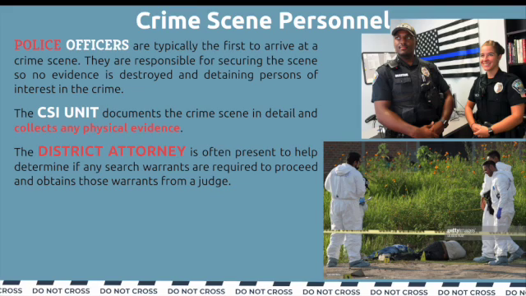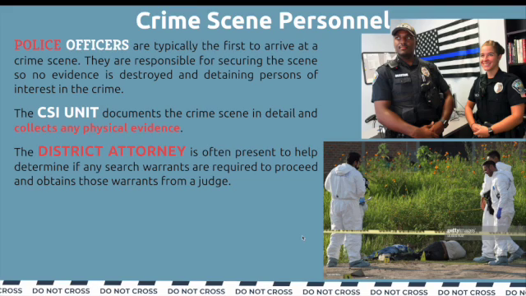Sometimes, if it's obvious it's a crime, you might get a district attorney who is there because they may have to apply for search warrants. They can speak to anything that's legal, like whether you're legally allowed to search that shop on the back of the property or not. So district attorneys may be there or may just be there by phone.